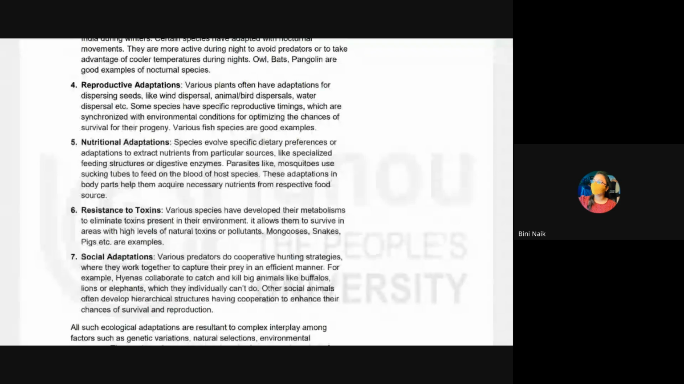Nutritional adaptation: basically, a few species, animal species or plant species, do adapt to different dietary preferences or adaptations. Just take the case of mosquitoes, or just take the case of any animal or plant of any region.